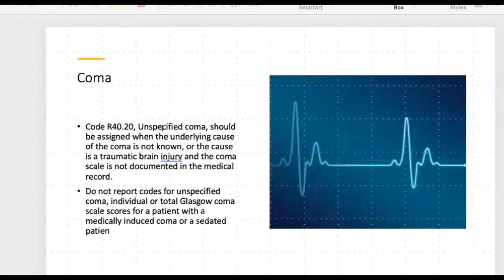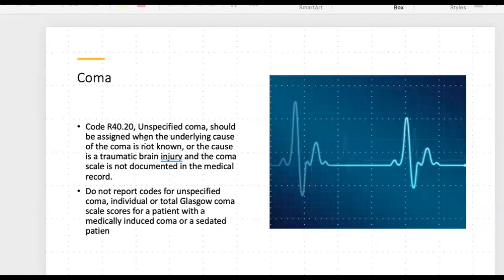Okay, so what about this coma? Let's talk about this. Code R40.20, unspecified coma, should be assigned when the underlying cause of the coma is not known, or the cause is a traumatic brain injury and the coma scale is not documented in the medical record. So there is a code, guys, for coma.